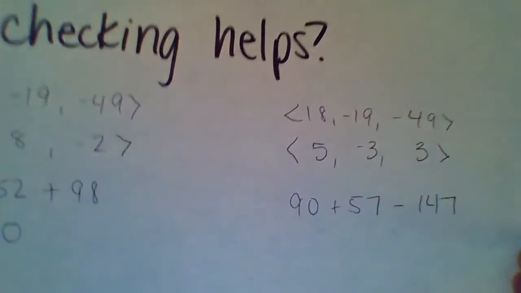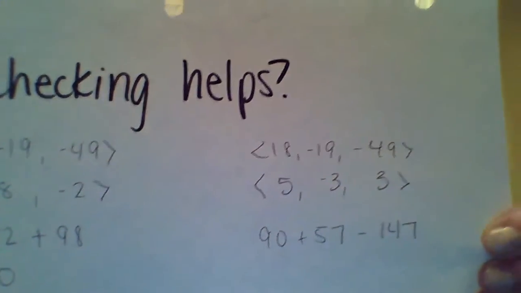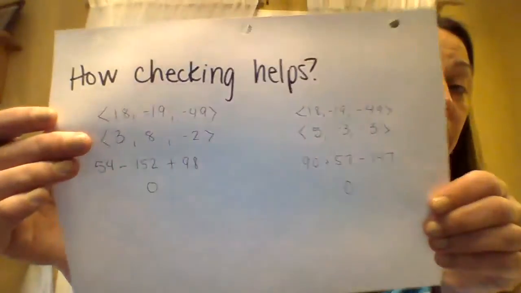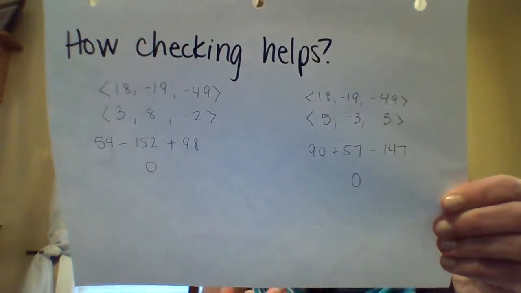Let's try this other one. 18 times 5 is 90. Negative 19 times negative 3, those are both negative, so that's going to be a positive 57. But then I have 49 times 3, one of them is negative, so that gives me negative 147. So I have 90 plus 57 minus 147, and what do you know? Also equals 0. So because the cross product is perpendicular to both, you can check your work right there.